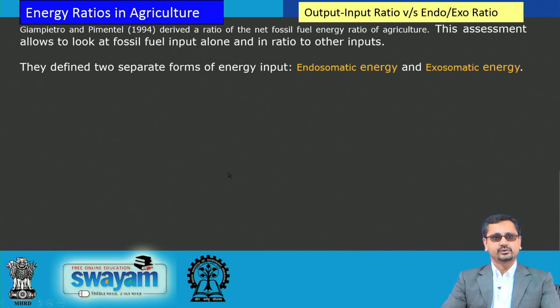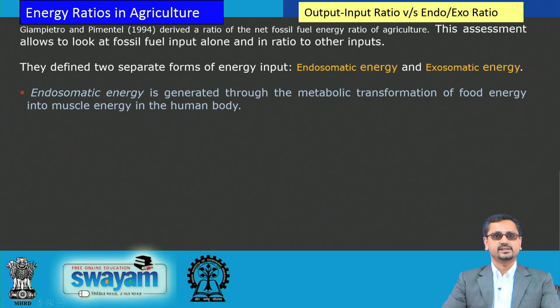There are different energy ratios in agriculture. We could talk about the output input ratio versus the endosomatic or exosomatic ratios. Giampietro and Pimentel in the early 1990s delivered a ratio of the net fossil fuel energy for agriculture. This assessment allows us to look at the fossil fuel input alone and in ratio to the other inputs. These authors defined two separate forms of energy inputs, namely endosomatic energy and exosomatic energy.